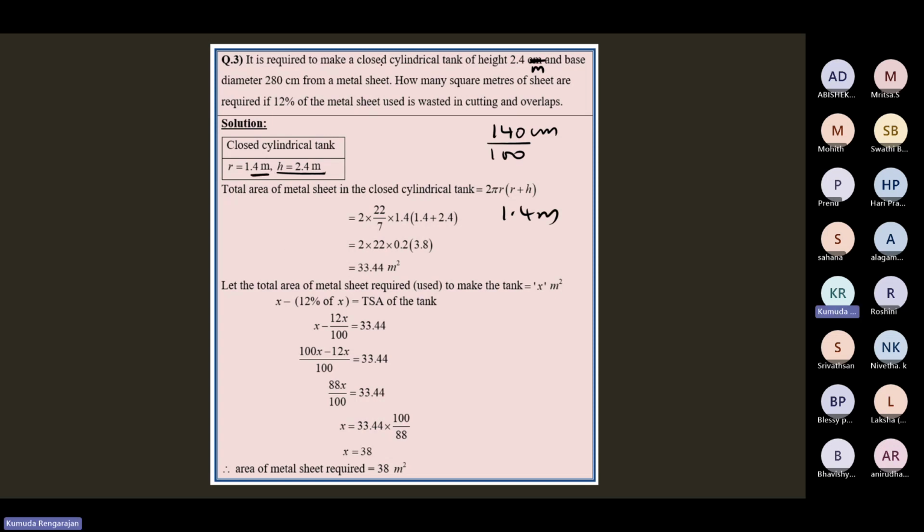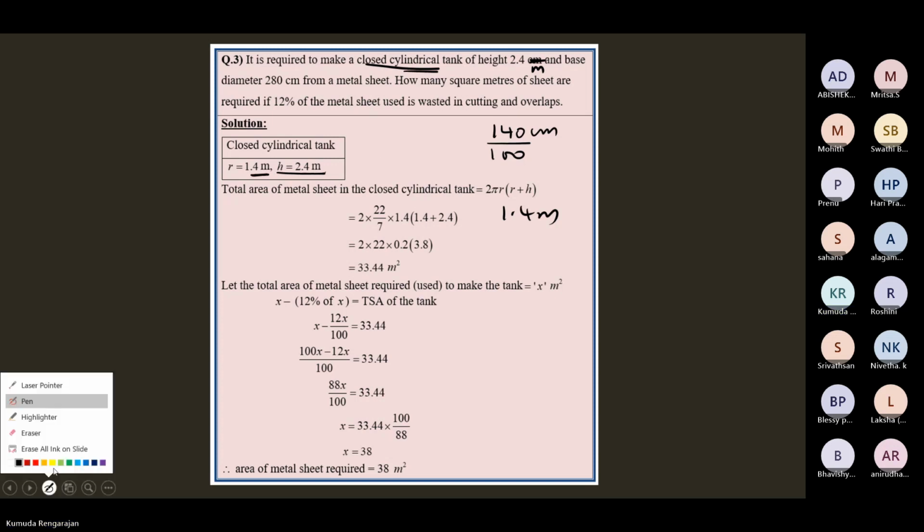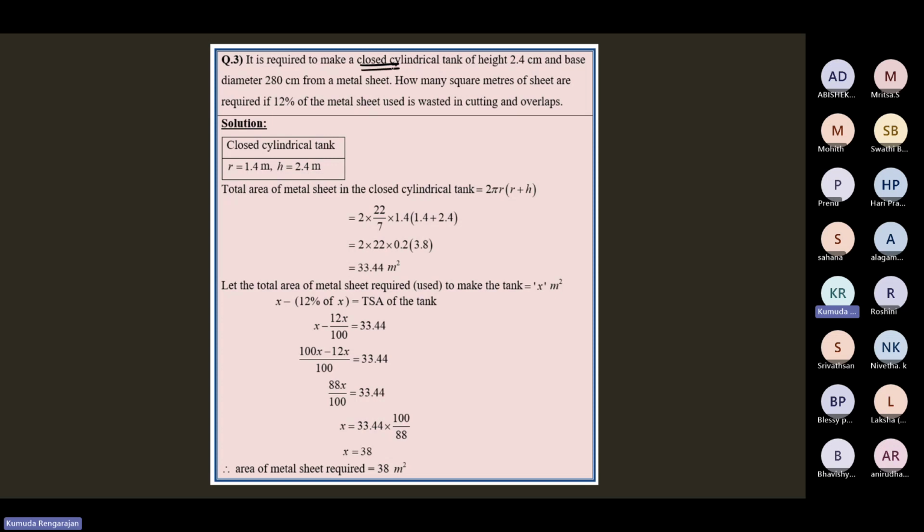Now you have to build a closed cylindrical tank. So you have to find the total surface area. It's a closed cylindrical tank, so you'll have to find the total surface area. The total area of metal sheet in the closed cylindrical tank will be 2 pi r into r plus h.